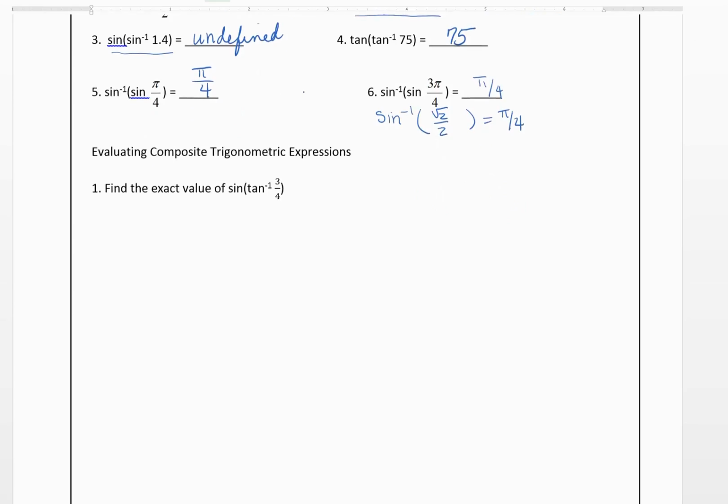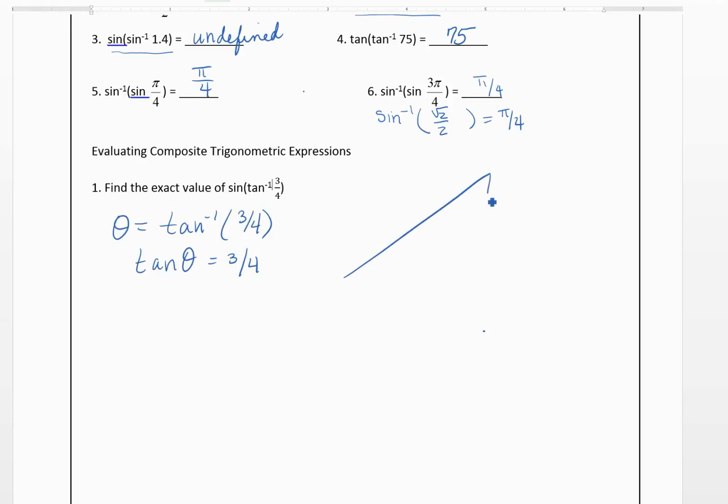Now we can actually compose these together, and this says find the exact value of sine of tangent inverse of 3/4. Now, remember, we're going to work our way from the inside out. So what does tangent inverse of 3/4 mean? Well, if we set that equal to theta, then we say tangent of theta equals 3/4. So let's draw a triangle about what that means. So if this is our theta, remember tangent is opposite over adjacent.